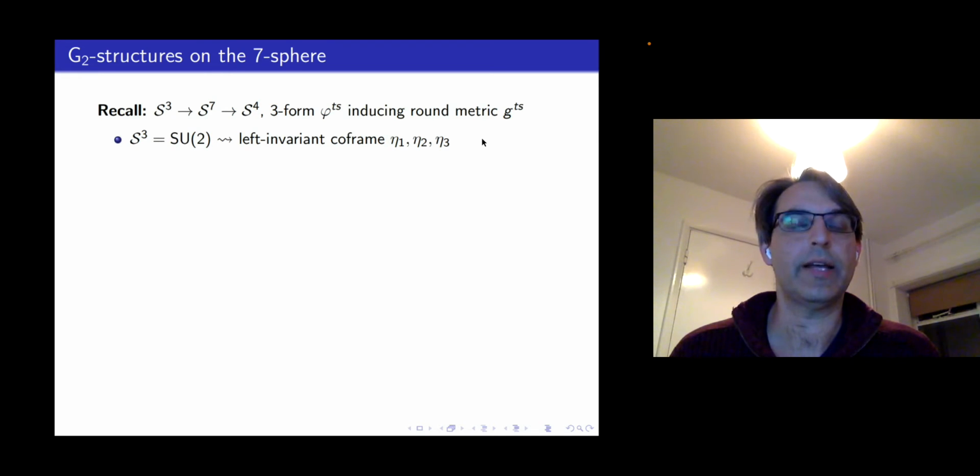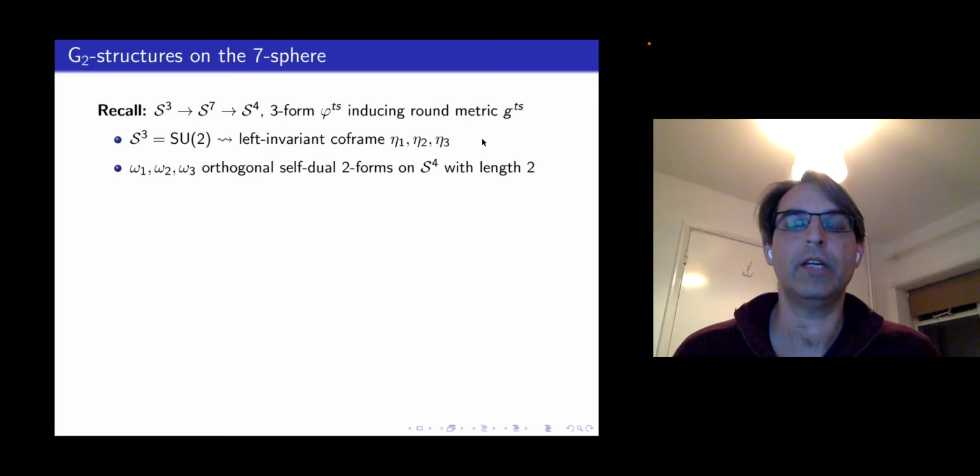And on S4, we have 3 orthogonal self-dual 2-forms with the same length, root 2: omega1, omega2, and omega3. So we already saw the same sort of 2-forms in the case of R4. We saw them in the previous talk.